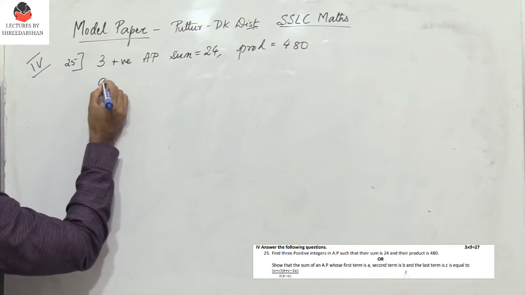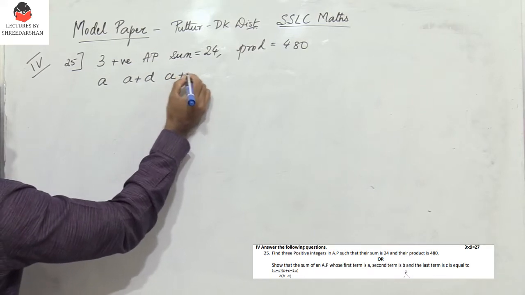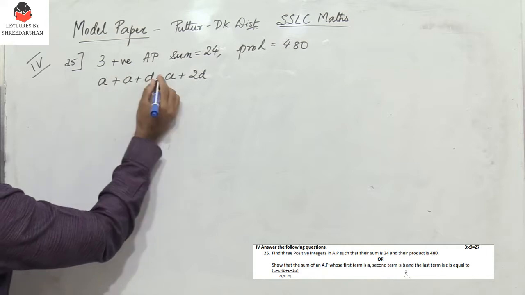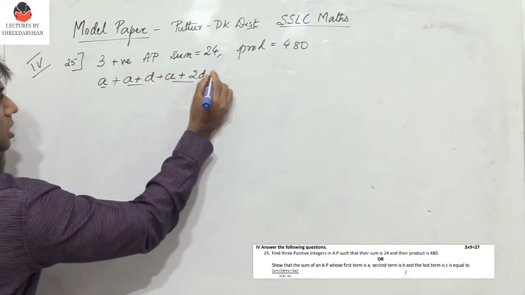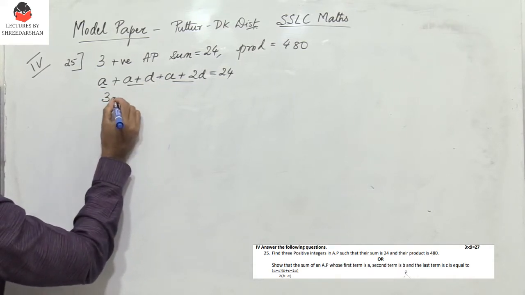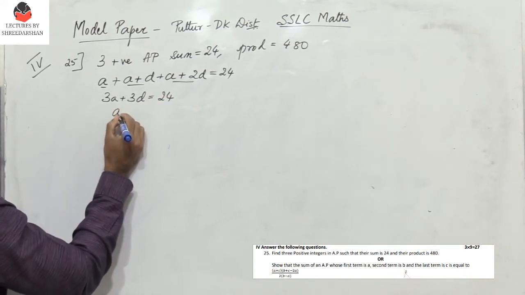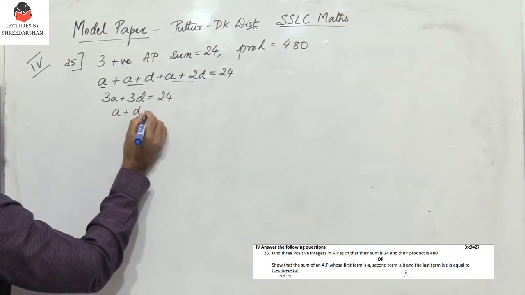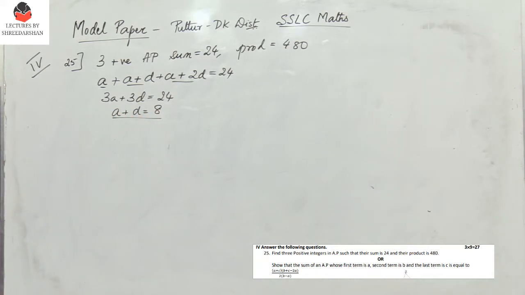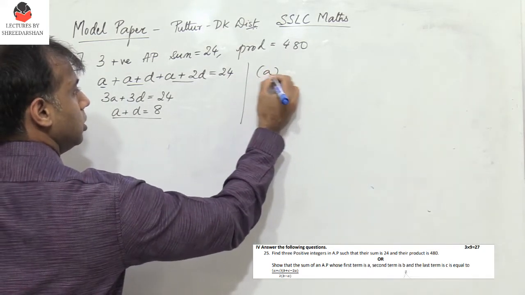So let the numbers be a, the second number would be a plus d and the third number would be a plus 2d. They are all in arithmetic progression. When I add all these 3 numbers, their sum is 24. So I get a relation, isn't it? 3a plus 3d equals 24. If I take 3 common and divide by 24, a plus d is 24 by 3, I get it as 8.